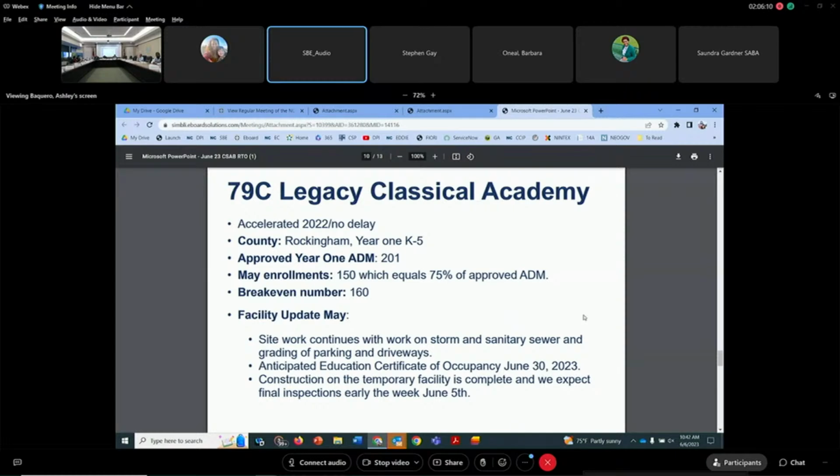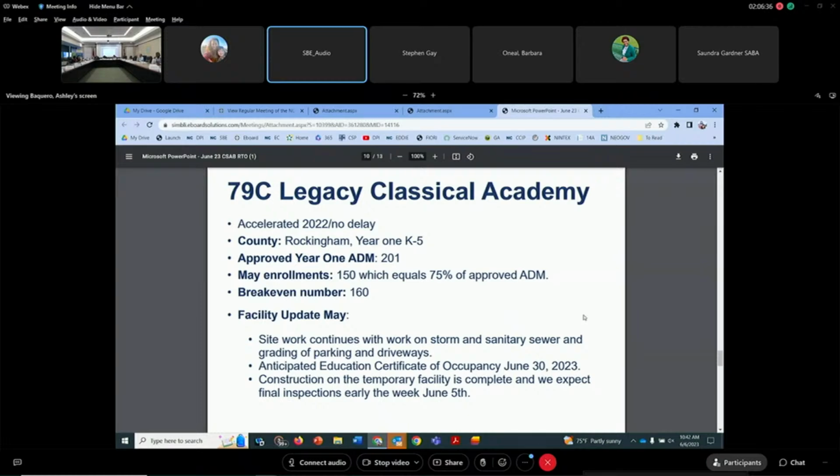Did I understand you correctly that you have the temporary CEO? You're just waiting for the final inspection? Yes. We got that yesterday. No, actually, they told us that they would send us the temporary CEO today. And then as soon as the facility we're renting changes out the batteries in the emergency lighting, they're going to come back and do a quick check, but we're expecting the permanent one early next week.